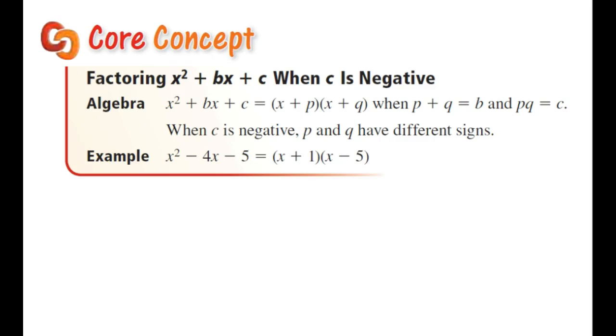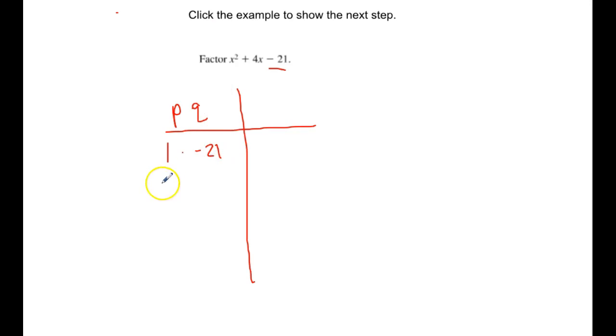Okay, so I'm going to skip this core concept because it works the same way no matter what. So let's find all of my factors, my p times q, of a negative 21. So I know I could have 1 times a negative 21. I could have a negative 1 times a positive 21. I could have a 3 times a negative 7, or I could have a negative 3 times a positive 7. These are all of my factor pairs of a negative 21.